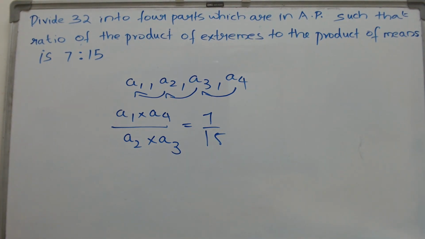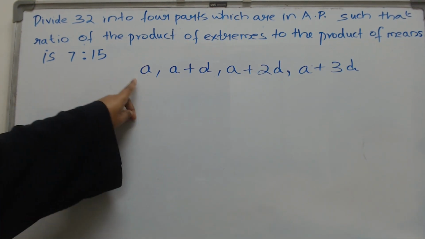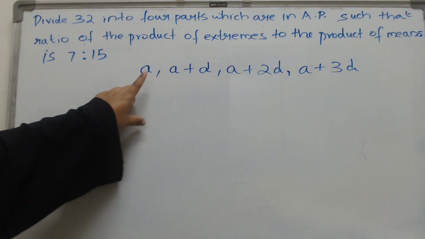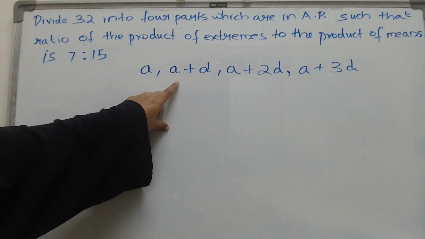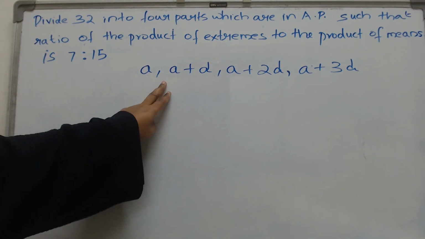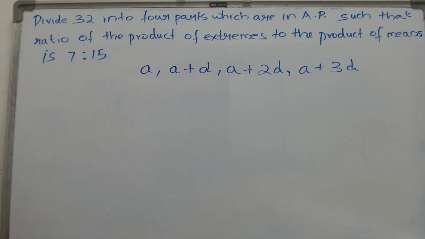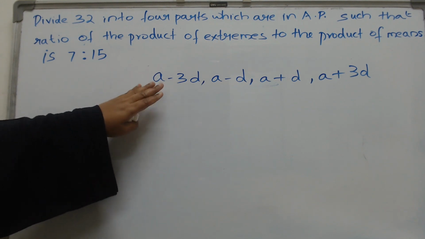Now we will do it a bit different from the usual way. Usually when we consider AP, we take its terms like this, with the first term A and the common difference D. But when it comes to questions like this, where you have to multiply the terms or maybe find their squares, in such questions take the terms in a slightly different manner. Now in such cases, take the terms of AP like this.